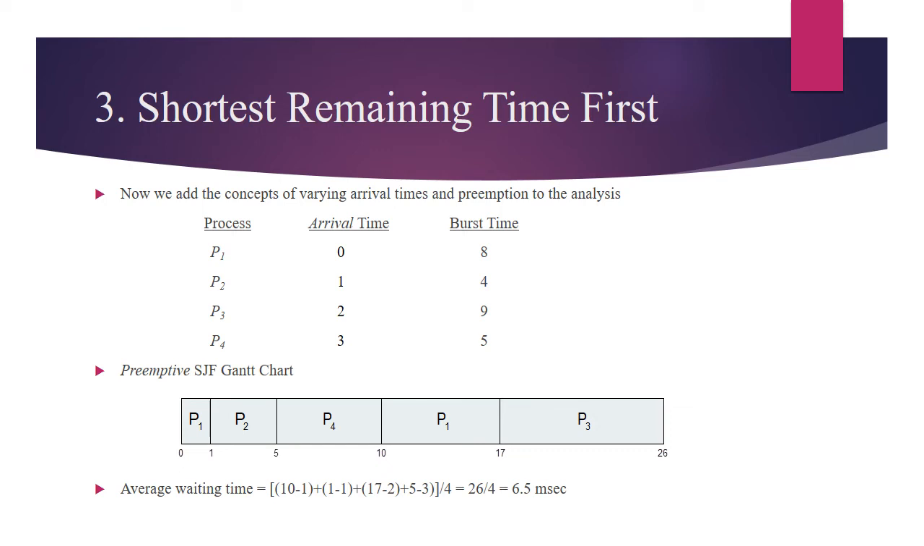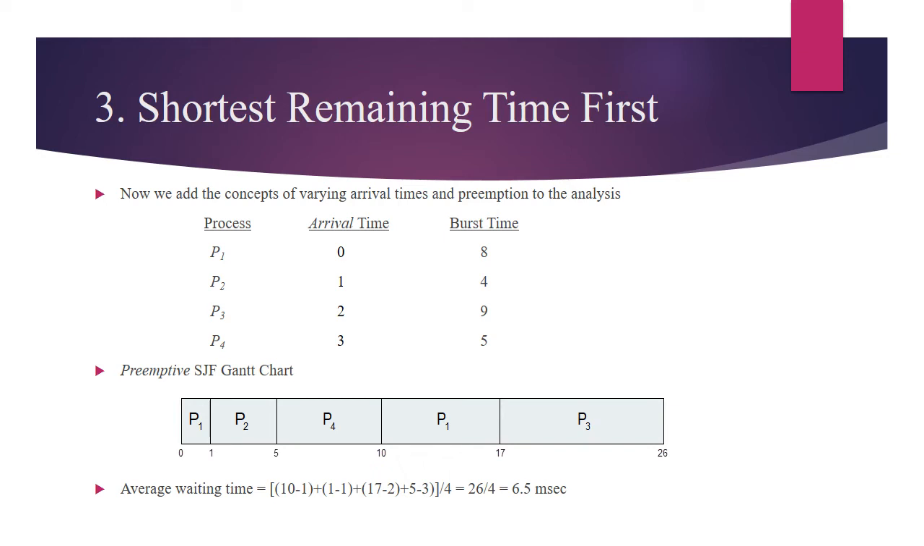Then P4 arrives at time 3, its burst time is 5, P3 has 9 and P2 has 2. So minimum is 2, so P2 continues till 5. Okay, then P4, because it has minimum burst time now. Then P1 and then P3 in this way.